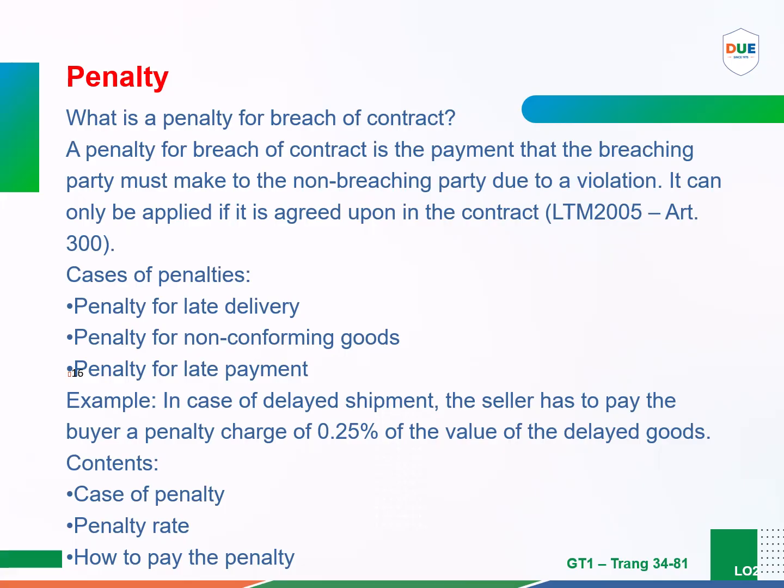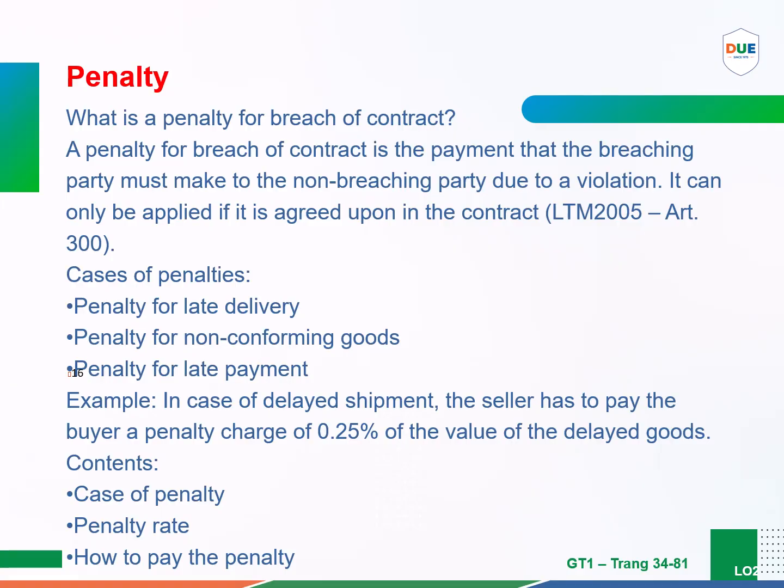for late payment. For example, a contract may stipulate in case of delayed shipment, the seller has to pay to the buyer the penalty charge at 0.25% of the value of the delayed goods. This means that in the event of late delivery, the seller must pay the buyer a penalty equal to 0.25% of the value of the delayed goods. This provision helps compensate the buyer for part of the loss and pressures the seller to deliver on time.